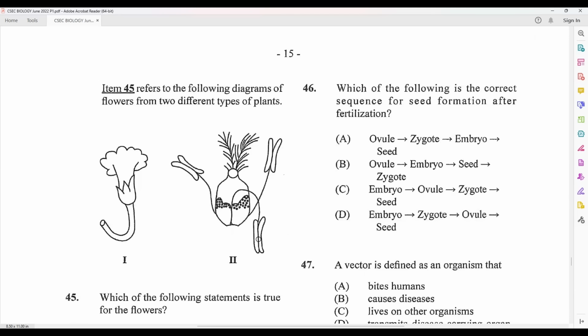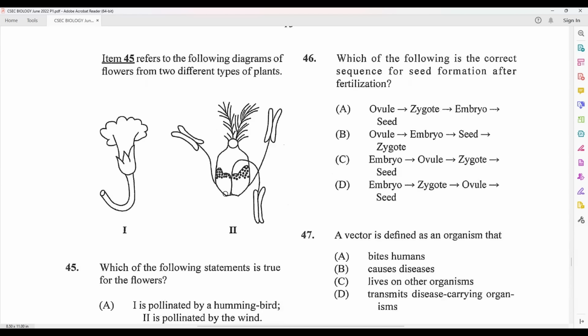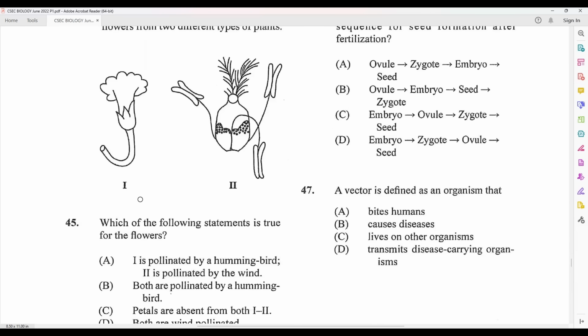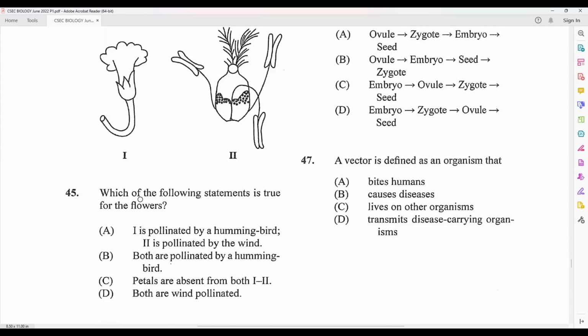Item 45 refers to the following diagrams of flowers from 2 different types of plants. We see a nice compact flower here. We see one with dangly parts and a nice feathery top here, which should let us know this is wind pollinated, and this is pollinated by some kind of organism. Which of the following statements is true for the flowers? And we have already identified the kind of pollination that is happening. So 45 is A.